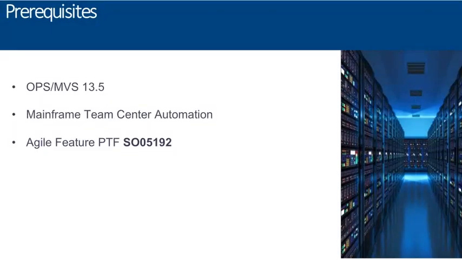In order to take advantage of the rule analysis feature, you must be running Ops MVS 13.5 or higher with Mainframe Team Center set up and configured. Then just install the Agile PTF listed on this slide and you're all set.